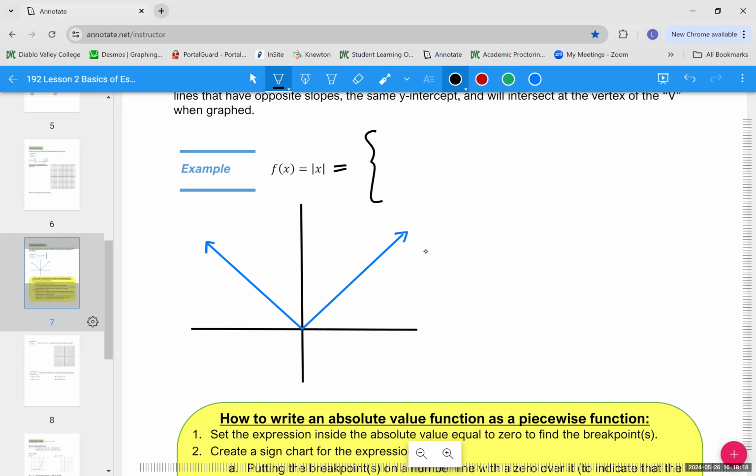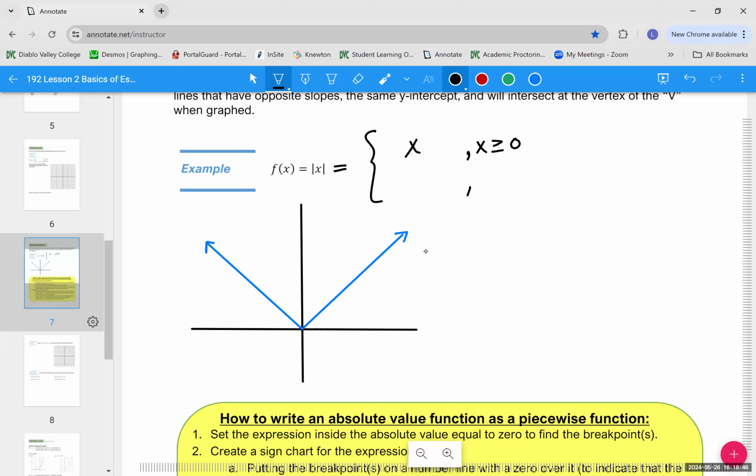So what happens when X is positive? I'm going to leave a little space here to write the equation. But when X is positive, what do you get out of the absolute value function? If I put in a 4, I get out a 4. If I put in a 7.92, I get out a 7.92. So in fact, I get out exactly what I put in. So the absolute value of X is equal to just X when X is positive or 0.